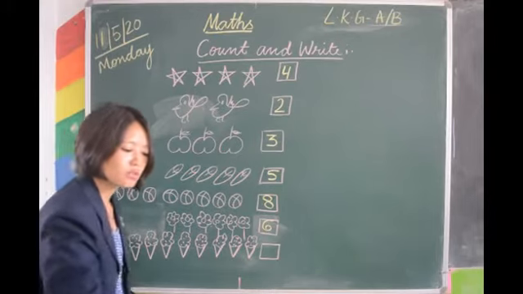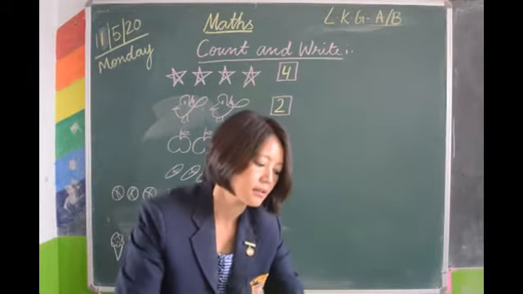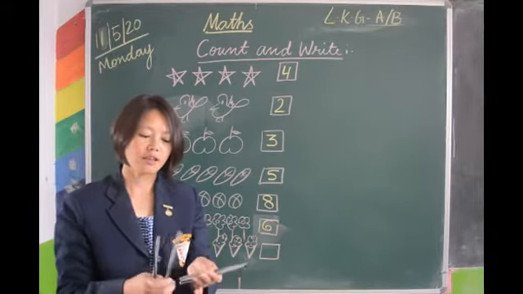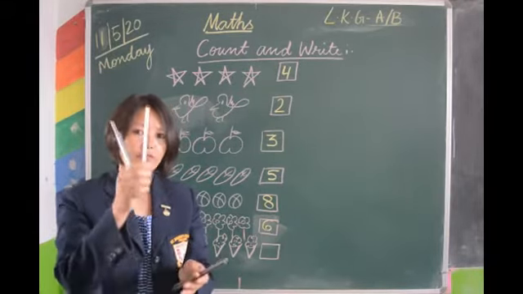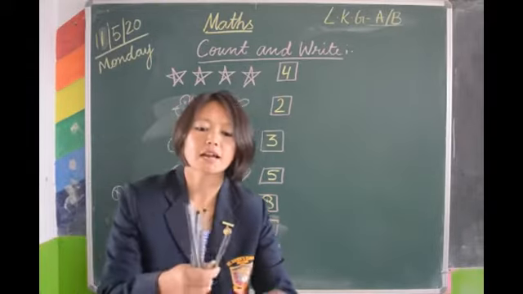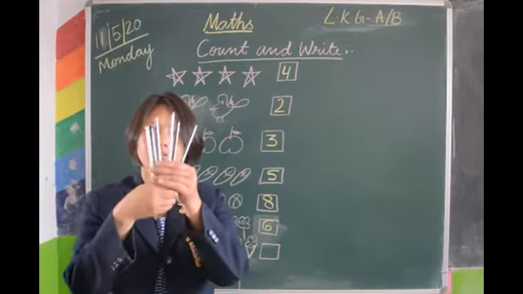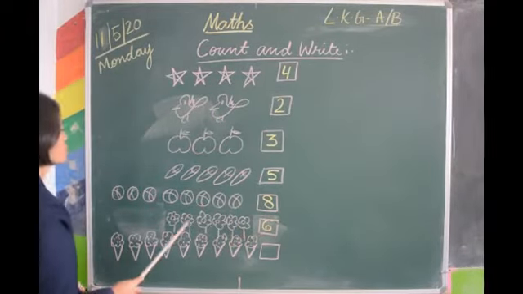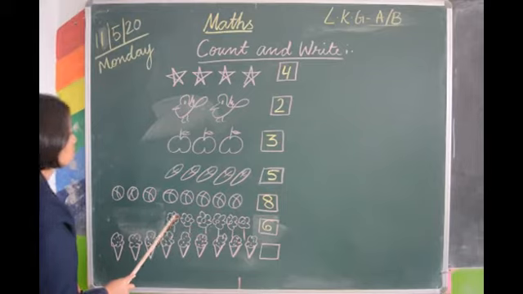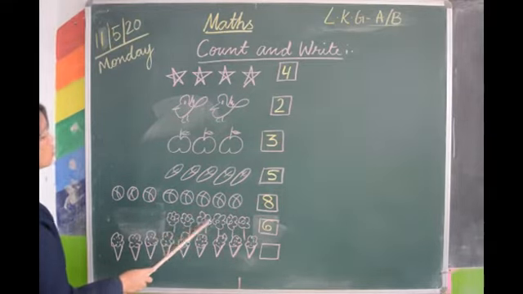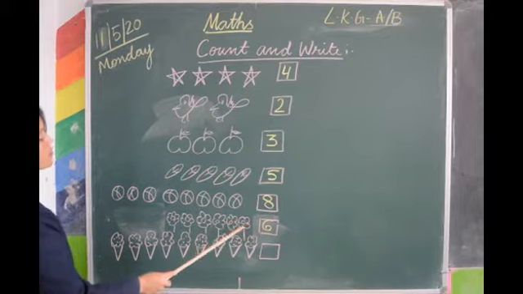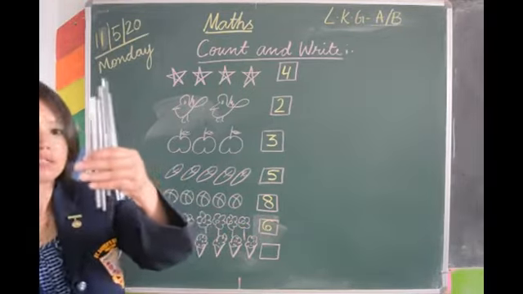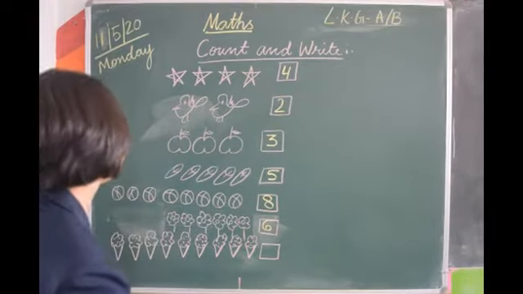Yes, now ready to count the pencils? 1, 2, 3, 4, 5 and 6. There are how many pencils? There are 6 pencils. Okay, so here we have already written 6 here. So count the flowers once again. 1, 2, 3, 4, 5 and 6. Here we have 6 flowers, and then here I have 6 pencils. Okay, now let's go down.